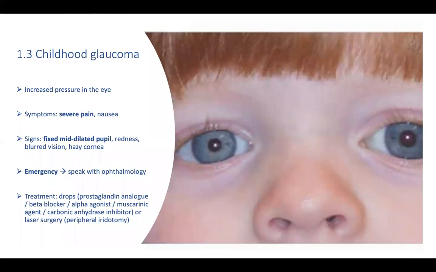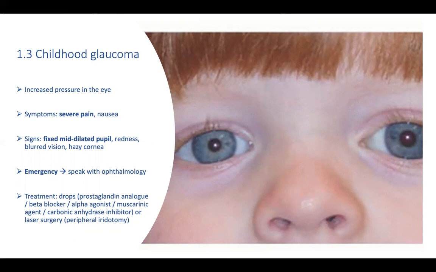Childhood glaucoma is caused by an increased pressure in the eye that is due to a lack of aqueous drainage. Symptoms include severe pain and nausea. Signs include fixed mid-dilated pupil, which you can see with this child's left eye. There may also be some associated redness, blurred vision, and haziness. This is an ophthalmic emergency, therefore do not hesitate to contact ophthalmology if you suspect glaucoma.